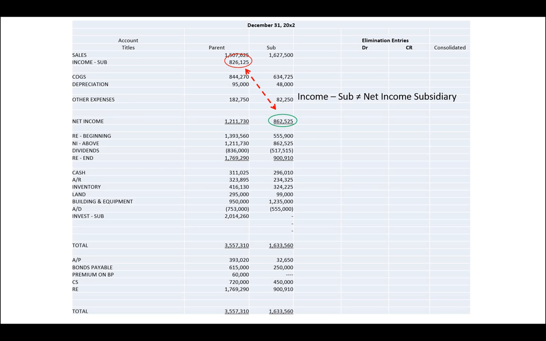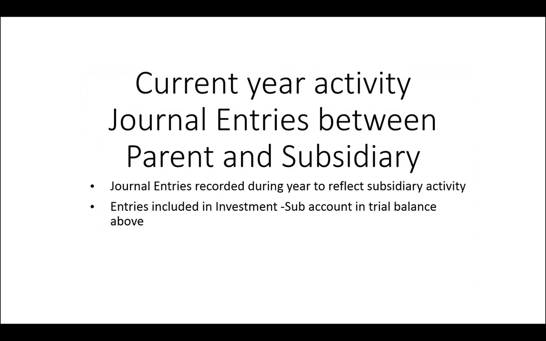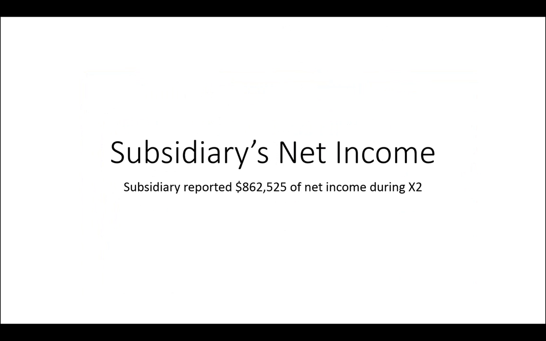And you can see from the 3-part worksheet that the net income subsidiary does not agree to the income from sub. At this point, we know that there's going to be some differential adjustments. The question is, what differential adjustments will we have this year? Well, let's start with what we know and follow the same process that we've been doing.